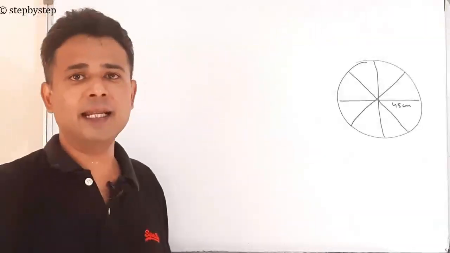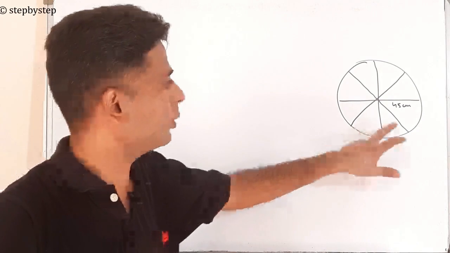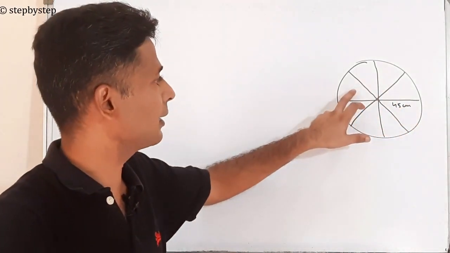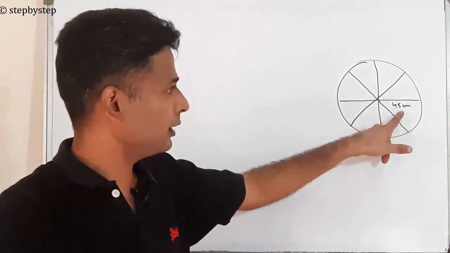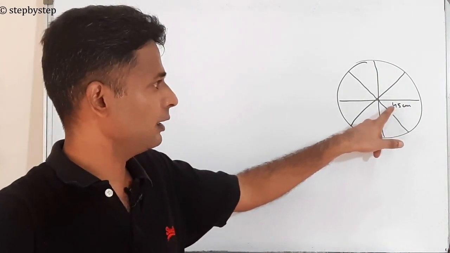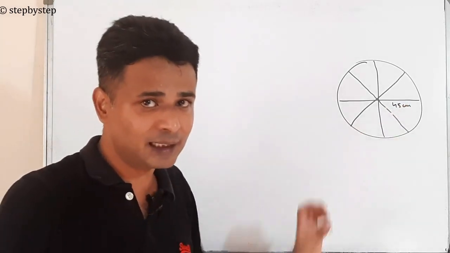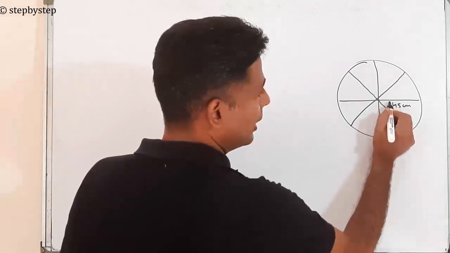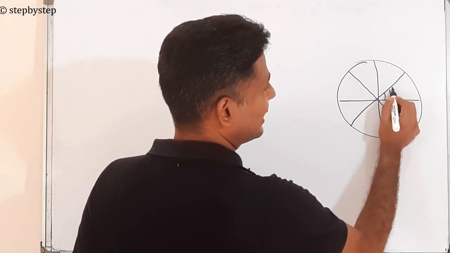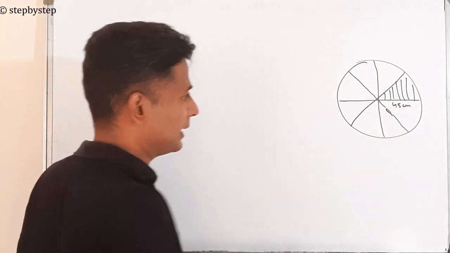Okay guys, the next problem. They have said an umbrella has 8 ribs, which are equally spaced, and the length of one rib is 45 centimeter, which means the radius is 45 centimeter. They have asked you to find the space between two consecutive ribs. Basically you have to find this area, which means you have to find the area of a sector.